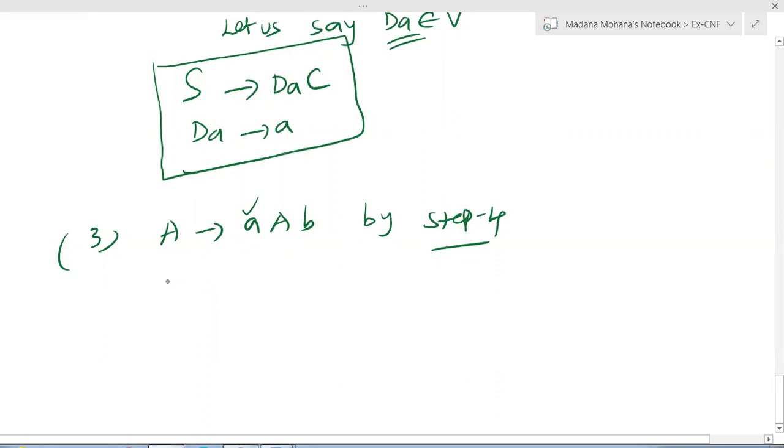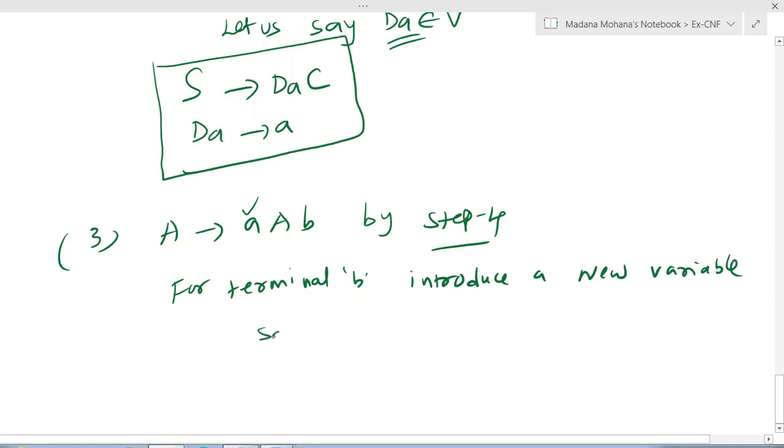Now for terminal B, introduce a new variable. Say D suffix B. Therefore, A derives. For A, we already introduced D suffix A, then variable A remains the same. For B, D suffix B. Now, D suffix B is new. Write down what is its value. D suffix B derives terminal B.